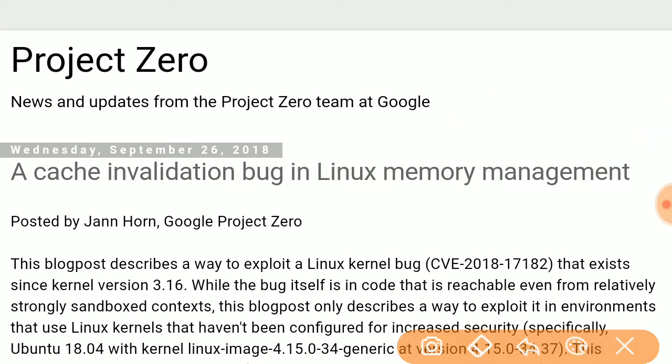I will discuss the details of this cache invalidation bug, but it basically invalidates the data in the cache, forcing the CPU either to look in the hard drive or to look for data which is intentionally placed by the hacker.